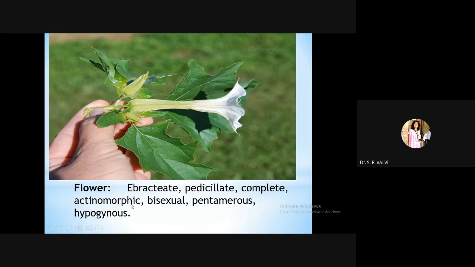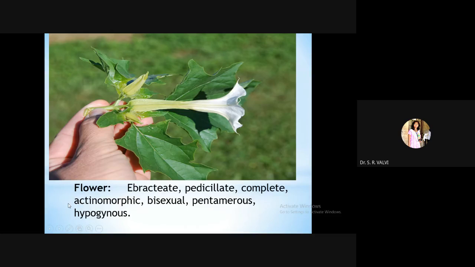Then next, actinomorphic. Why actinomorphic? Because in any plane you can have two similar parts, that is the term actinomorphic. In any plane you can cut the flower, you will get similar parts. So hence our term is actinomorphic.